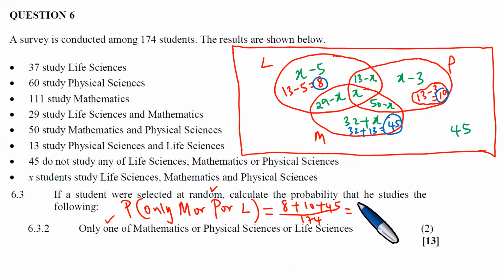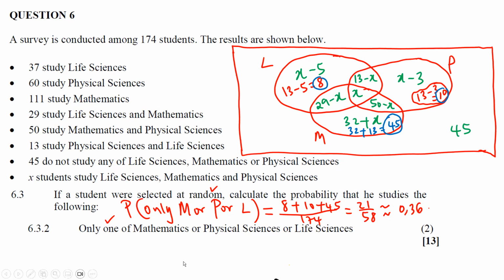And this is exactly 21 divided by 58. If you use your calculator, this is approximately 0.36. Just use a calculator to do the decimal. So check that 21 divided by 58, and the answer is approximately 0.36.